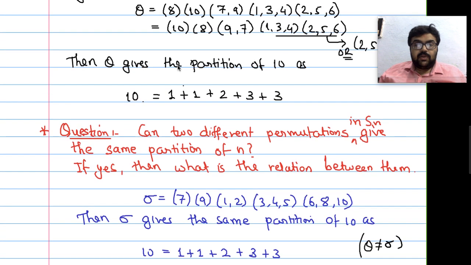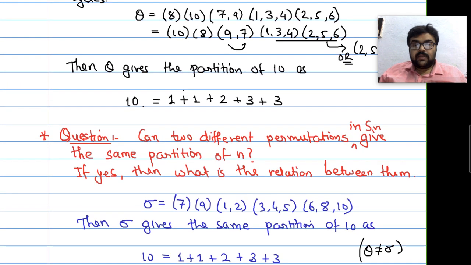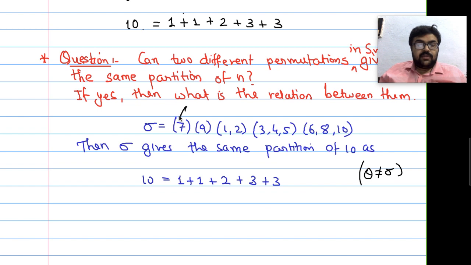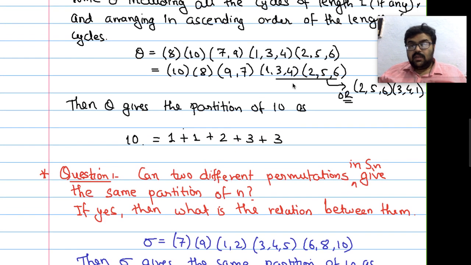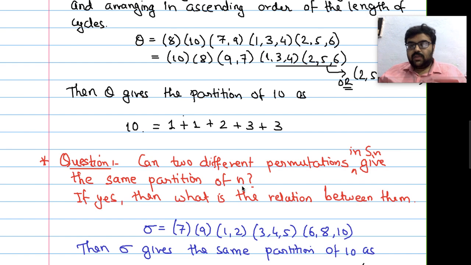Why are they different? Because here the image of 9 is 7 and the image of 7 is 9, but here the image of 7 is 7, the image of 9 is 9, the image of 1 is 2, and the image of 2 is 1 here. But it is not the case. Here you can see the image of 1 is 3, here the image of 1 is 2. So even though these two permutations are different, they give the same partition. So the question is, what is the relation between them?